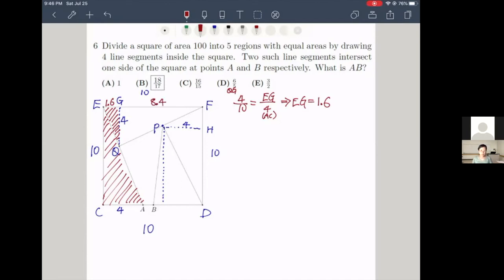And next, we see another pair of similar triangles. I'm going to use green. You see this one and the larger one. Can we find the ratio? We see that one leg PH is 4. The corresponding leg in the other triangle is FG, which is 8.4. Therefore, we have 4 over 8.4 equals FH over 4, which implies that FH is 16 over 8.4. Let's times 10.